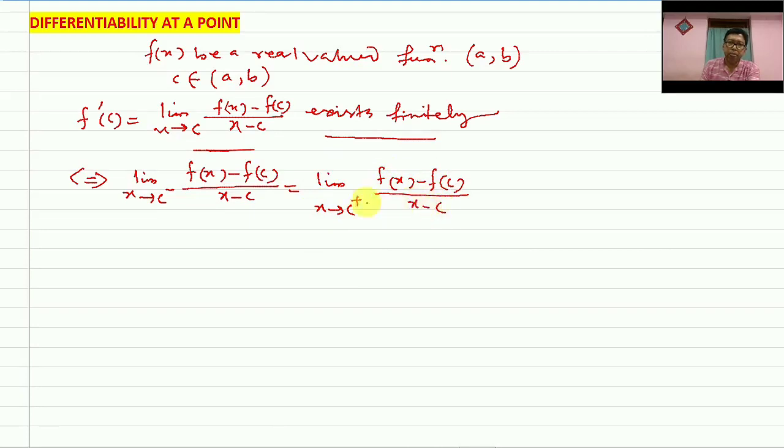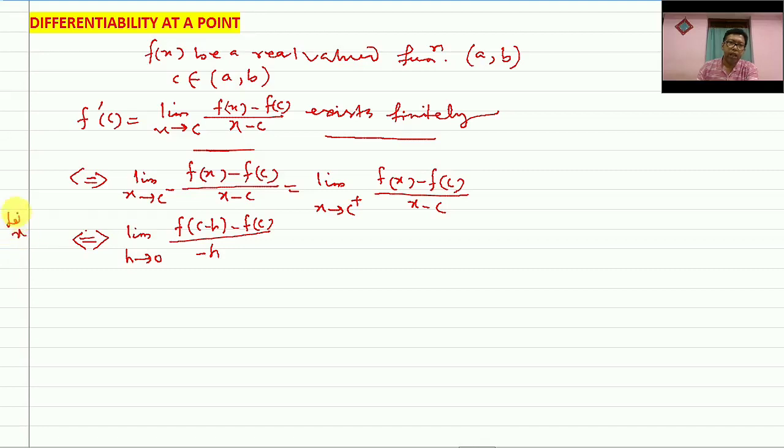That is, left hand limit and right hand limit are equal because this limit exists finitely, isn't it? So you can now substitute on the left side. You may consider that x is equal to c minus h, so that what will happen, according to class 11 standard rule, limit h tends to 0, f of c minus h minus f of c upon x minus c, so it will be minus h. Yes, we have to show it this one actually, otherwise you can't understand it.